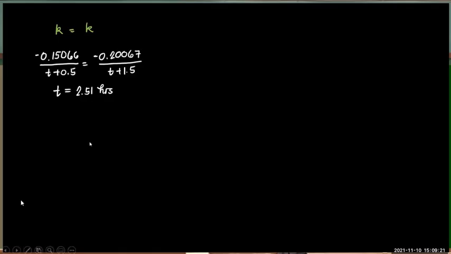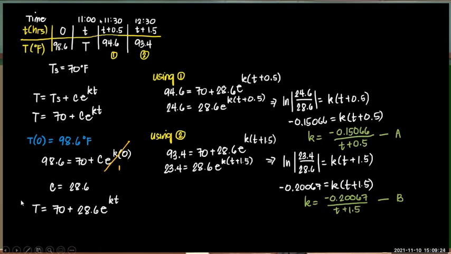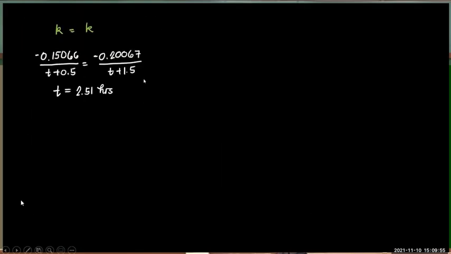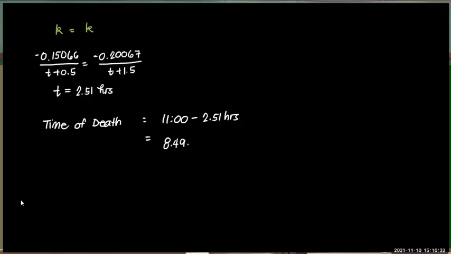You can see that T, look at this, T is your 11 p.m. 2.51 hours already dead. So what is the actual time of death? 11 minus 2.51 hours. And then press the DMS, degrees, minutes, seconds. 8.49. Please press this as DMS, degrees, minutes, seconds. Sir, 8 hours, 29 minutes, 24 seconds. What's the seconds? 24.